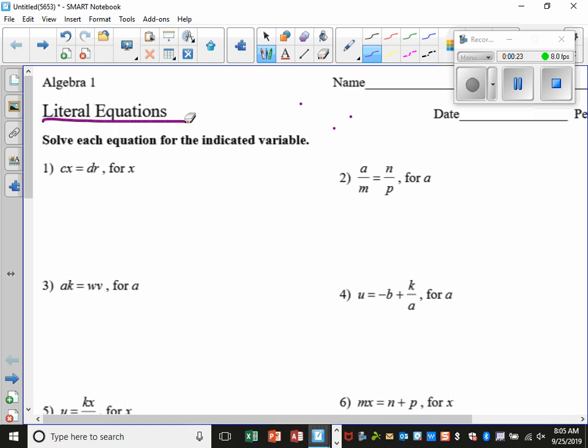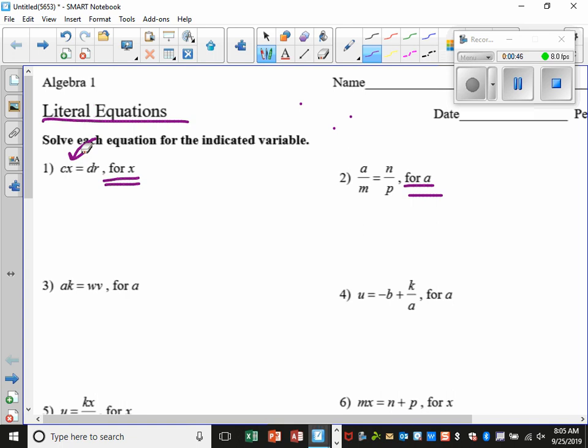So it'll tell you right here which variable you're trying to isolate. So when it says 4x or 4a, that means you're solving for that particular variable. You're trying to get that particular variable alone. So here, I'm trying to isolate the x. And when you're solving these, you solve them just like if you had numbers, okay?